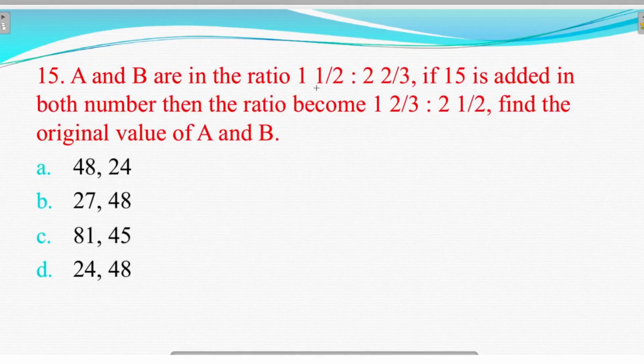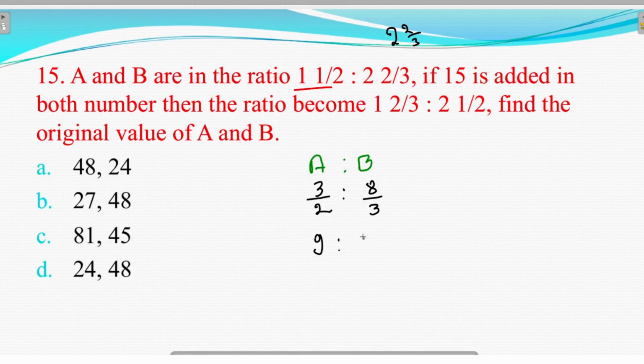I hope it is clear. Next question. A and B are in the ratio 1 by 2, 2 by 3. Okay, A is to B ratio, right? Because for ratio we always need integer numbers. That will be 3 by 2. 1 by 2 means that will be 8 by 3. 2 by 3 means convert mixed fraction to improper fraction. Then 9 is to 16 is A is to B by cross multiplication, and 15 is added to B, so I added here also 15, here also 15.